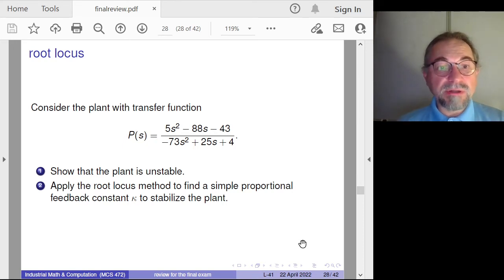Show that this plant is unstable, and then investigate how you can stabilize the plant. There are only two roots in the denominator, by proportional feedback. So there will be one constant, one correction term that you can give to stabilize this process.